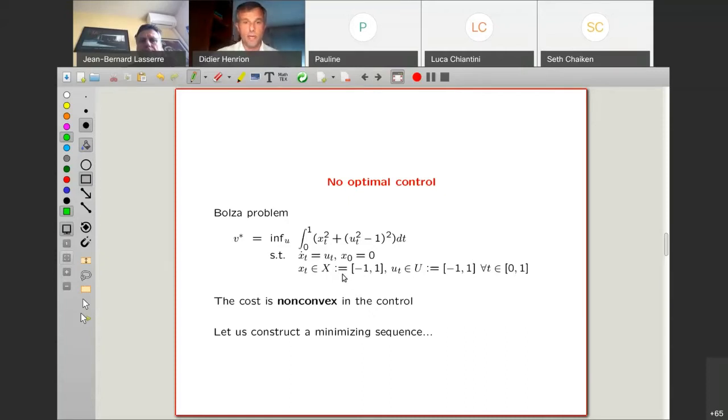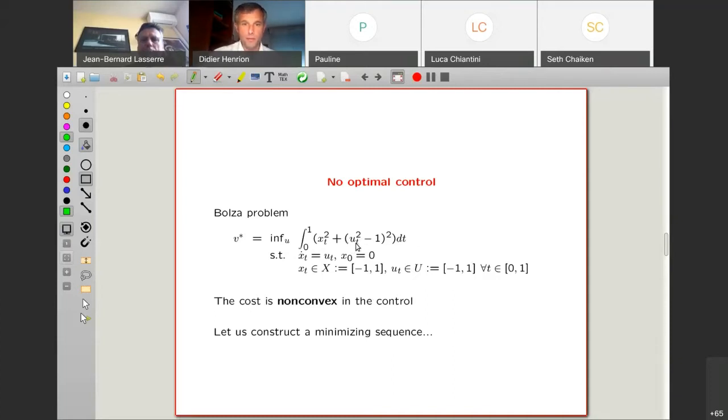So it's again a scalar problem. X is scalar with values in [-1, 1]. U, the velocity of X, is also scalar, also in [-1, 1]. Time ranges from 0 to 1. And I initialize my system at 0, at time 0. And I want to find a control law which makes this integral as small as possible.